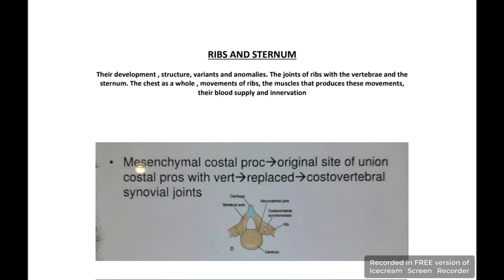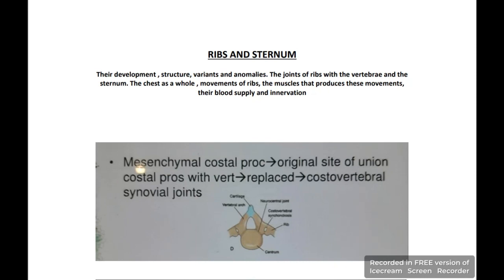Hello everyone. Today we will move on to the next question of dissection of anatomy. The next topic is ribs and sternum. Actually, I've made a complete video of thorax, ribs, and sternum in detail. So in this video, I will give just an outlook of it. If you want a detailed one, please go and watch those videos.